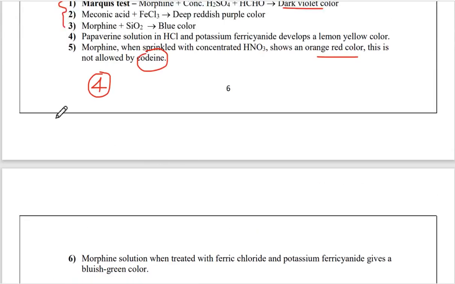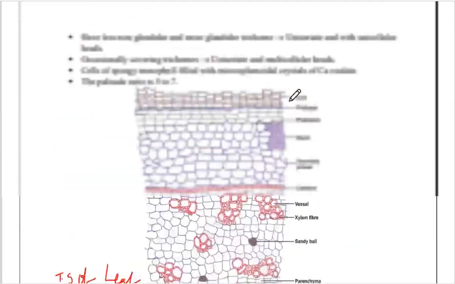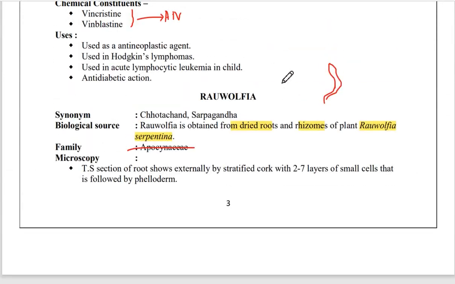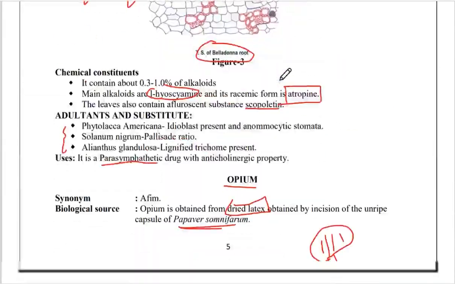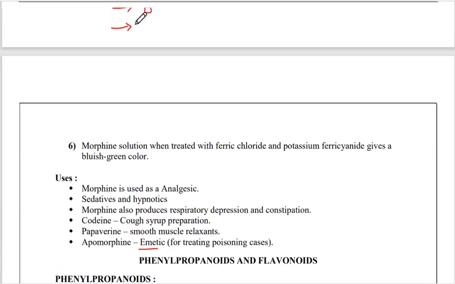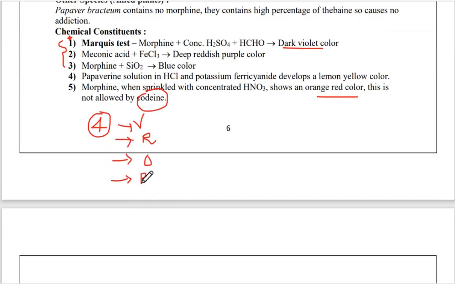So we have seen four alkaloids: vinca, rauwolfia, opium, and one more. We have seen vinca, rauwolfia, belladonna. Vinca, rauwolfia, opium, and belladonna. So these four drugs we have seen, in which the vinca belongs to the Apocynaceae family.